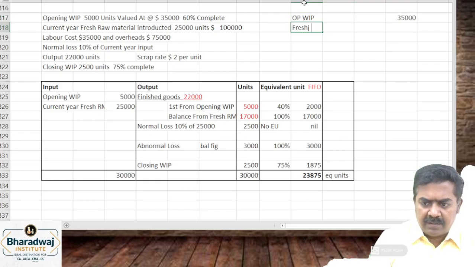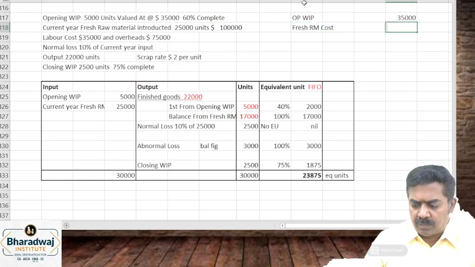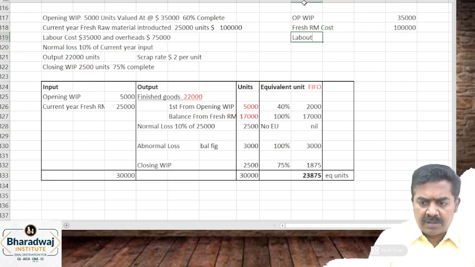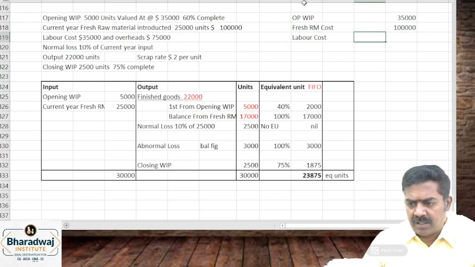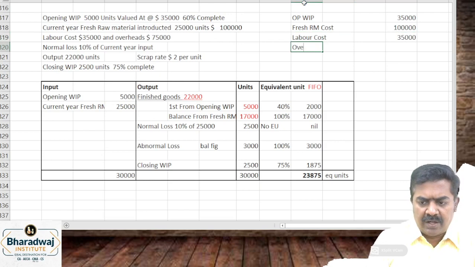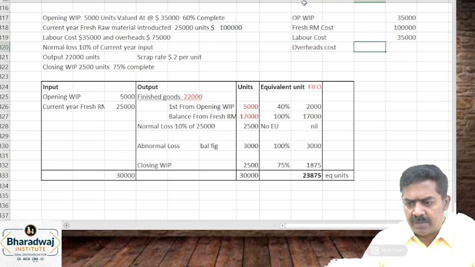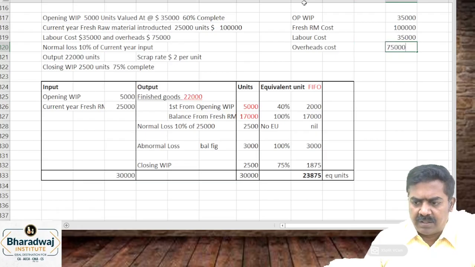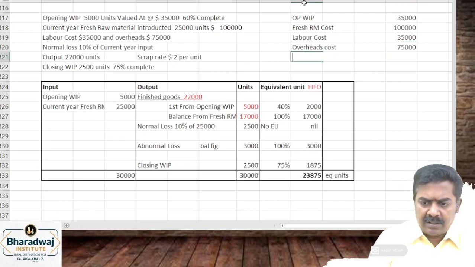Fresh raw material, $1 lakh. Then labor cost. What is the labor cost? $35,000. Overhead cost, how much? $75,000. This will give us total cost.